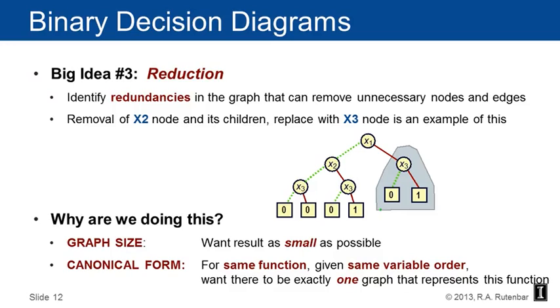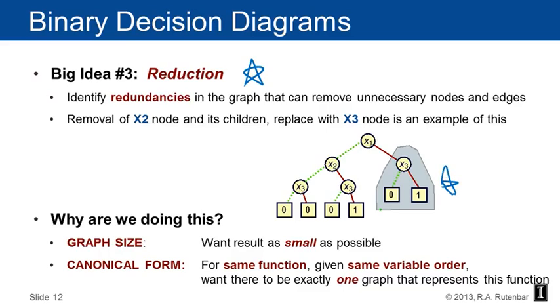And this is the next really important idea, the idea of reduction. This is the idea that there are redundancies in the graph, and we can remove unnecessary nodes and edges. There are things that are not needed. We can get rid of some nodes, we can get rid of some edges, and we can, if you will, tighten up the graph, make it smaller. So at the end of the previous lecture, we took the x2 node out and its children and we replaced it. That was an example of this.